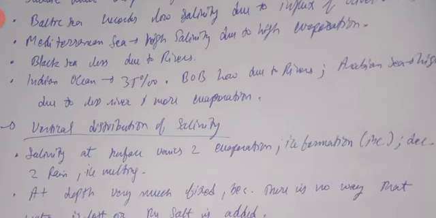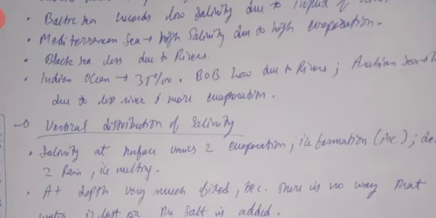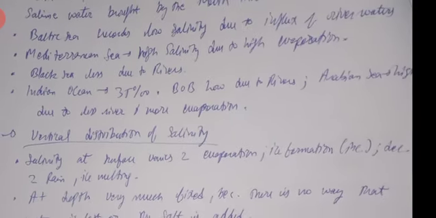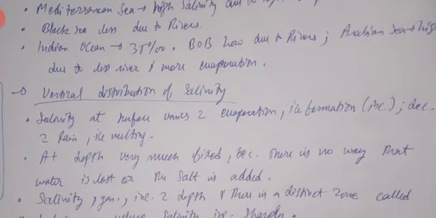The Indian Ocean has a salinity of 35 parts per thousand. The Bay of Bengal has low salinity due to the presence of rivers. The Arabian Sea has high salinity due to fewer rivers and more evaporation.